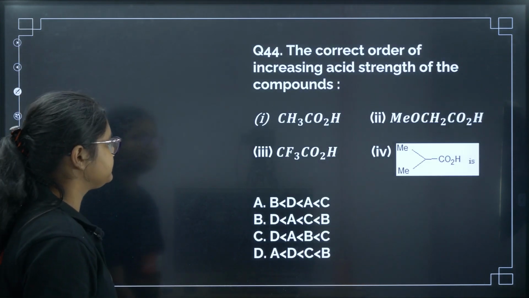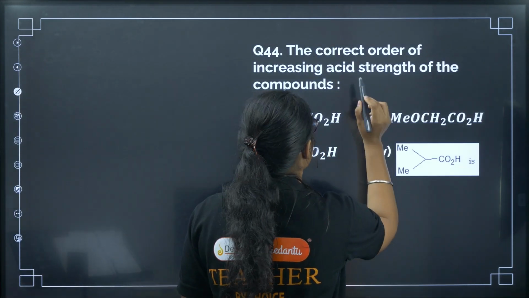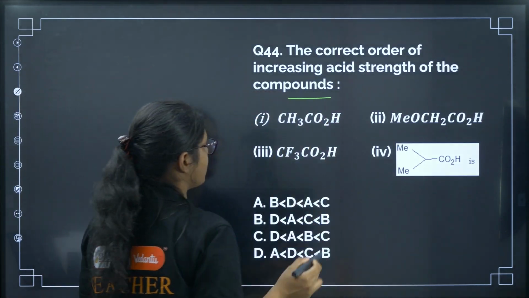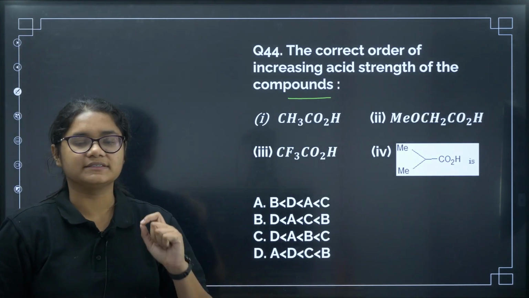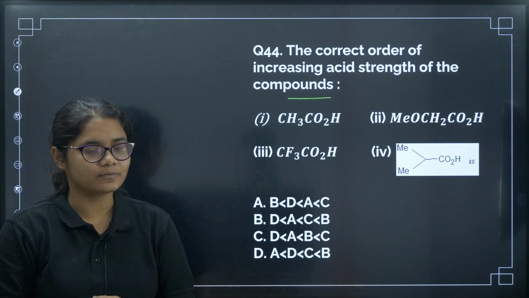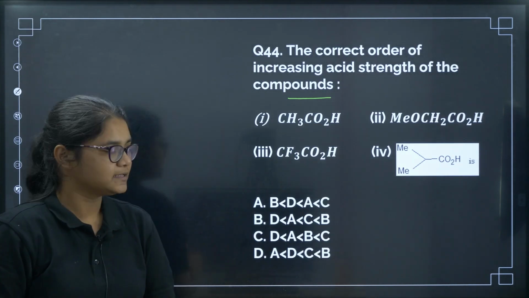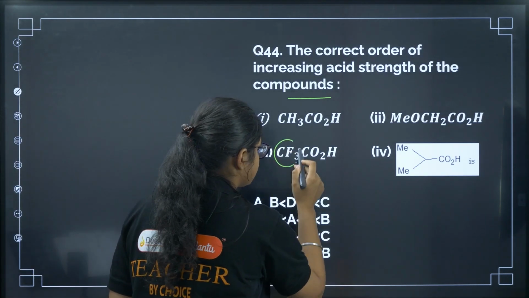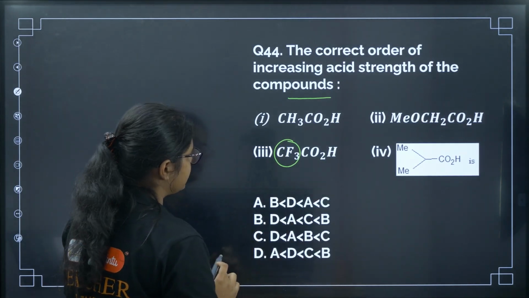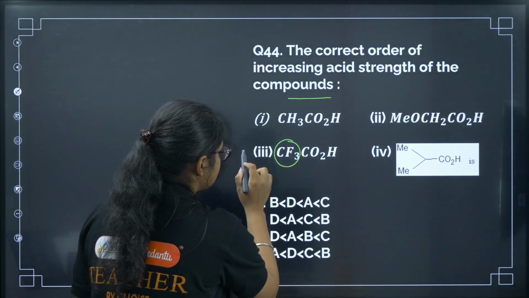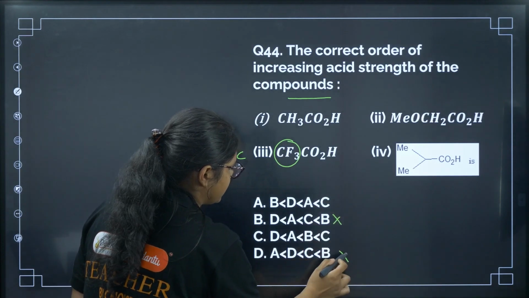Okay, next question: the correct order of increasing acidic strength of the following compounds is. If there is any electron withdrawing group, acidic strength will increase. If electron donating groups are there, acidic strength will decrease. CF3 is an electron withdrawing group, so it will increase the acidity. So C will have the maximum, so we can eliminate these two.